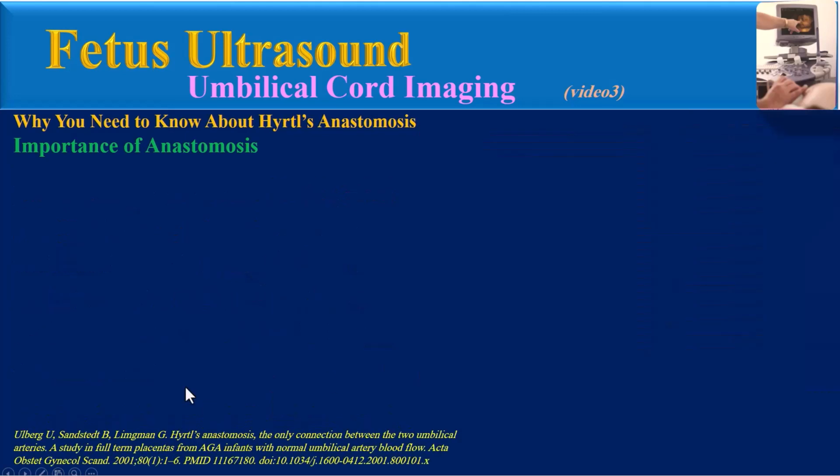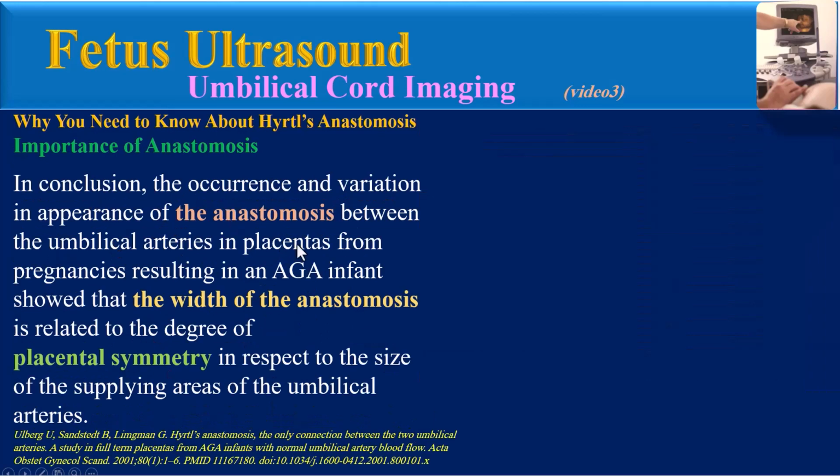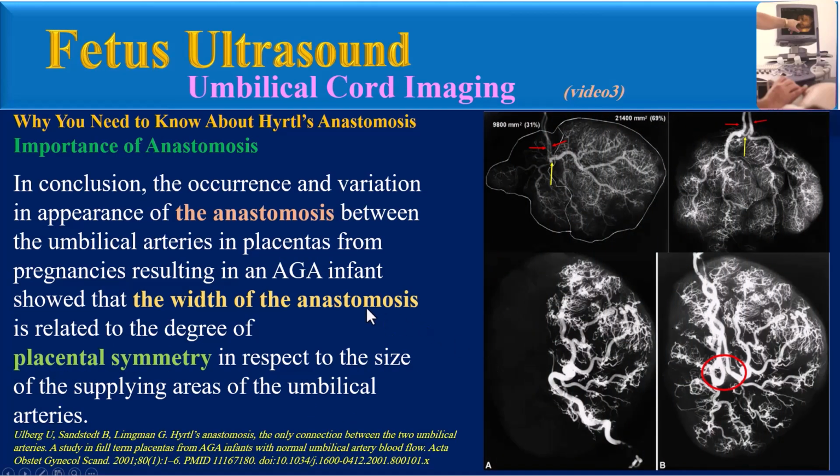and B. Finally, they conclude that the occurrence and variation in appearance of anastomosis between the umbilical arteries in placentas from pregnancies resulting in an appropriate for gestational age infant show that the width of the anastomosis is related to the degree of placental symmetry in respect to the size of the supplying areas of the umbilical arteries.